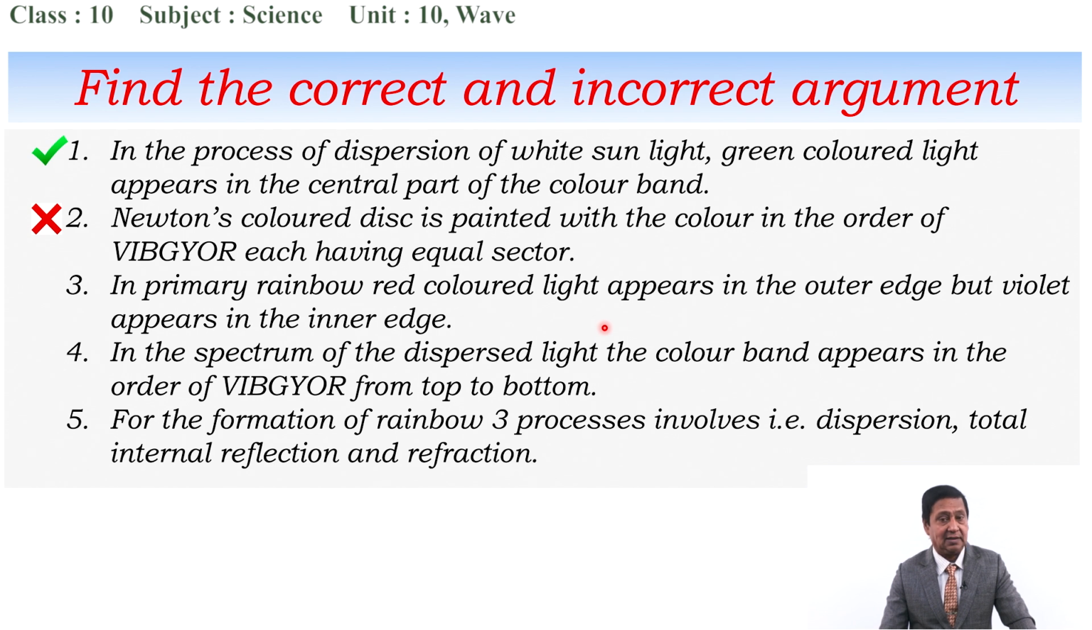In a primary rainbow, red colored light appears in the outer edge, but violet appears in the inner edge. Is it? In primary, red colored light appears in the outer edge. Yes, this is correct.